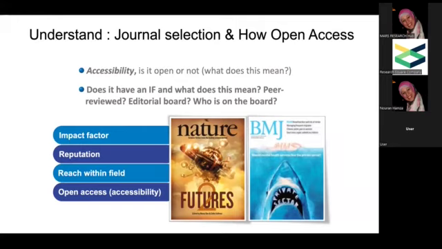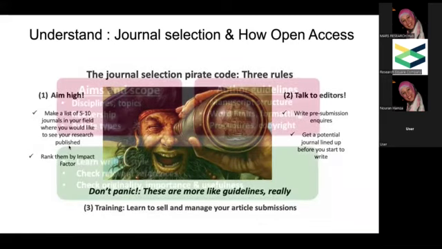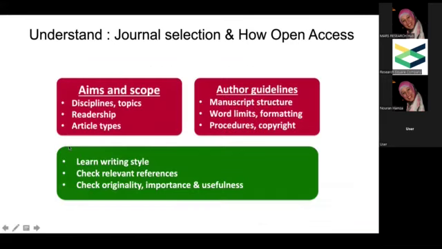Is the journal peer reviewed? Who's on the editorial board? Where's the impact factor? What's the reputation? Does the journal have a decent reach within your field? And I think very importantly for lots of researchers, is the journal open access? So here's my pirate code. You've seen it already on a slide before. Aiming high, talking to editors, and learning to sell and manage your article submission. Very important series of things that you can have a think about as a researcher.